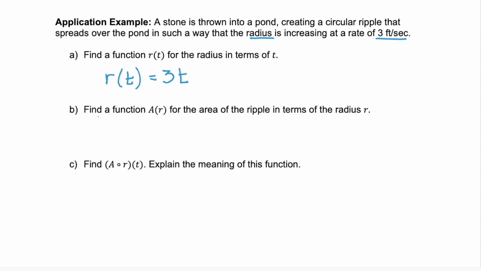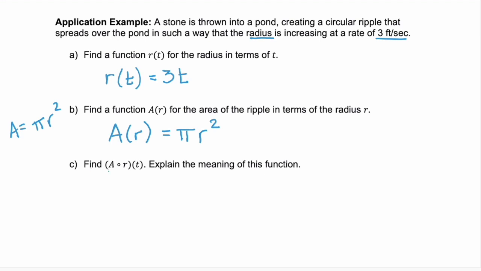Well, part B wants us to find a function A of r, so the area for the ripple in terms of the radius r. So A of r, remember that the area of a circle is equal to pi r squared. So the area of our radius would be the same, pi r squared.